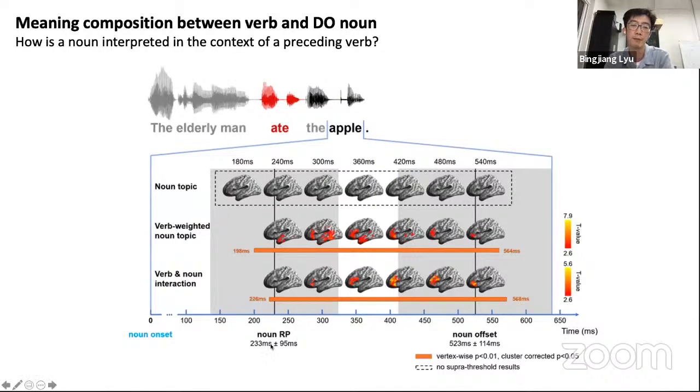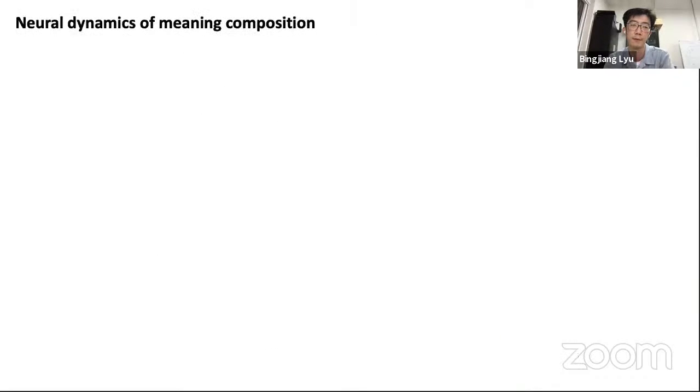We also developed a model of the interaction between the verb semantic constraints and the noun semantics by partialing out both the noun topic RDM and the verb topic RDM from the verb-weighted noun topic RDM. This model shows significant effects in the left inferior frontal gyrus only, suggesting its role in selecting the noun semantics constrained by the verb to achieve the composed meaning.